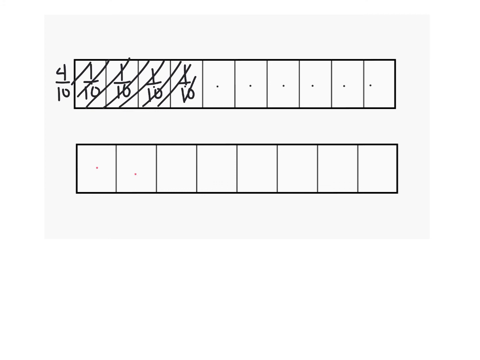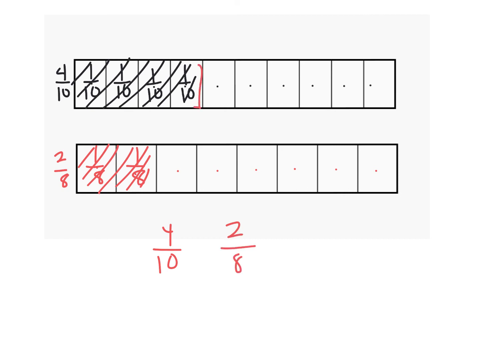And here I have 1, 2, 3, 4, 5, 6, 7, 8. And I'm only going to label the parts I'm talking about for this one. This one I have 2/8. So I'm comparing 4/10 and 2/8. I can see visually that 4/10 takes up more space than 2/8, so 4/10 is greater than 2/8.